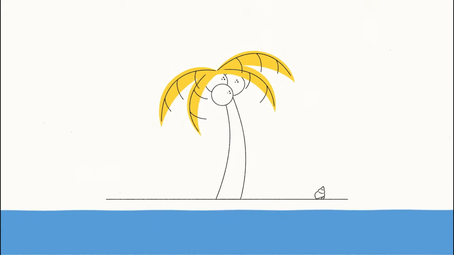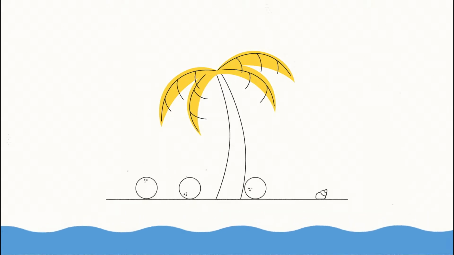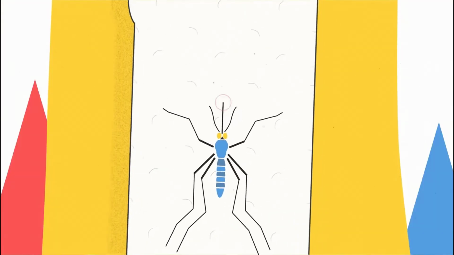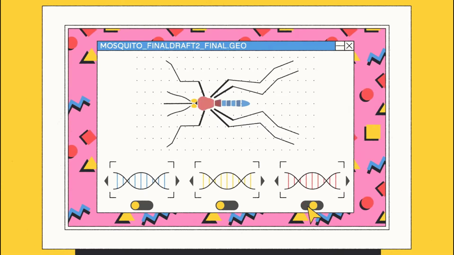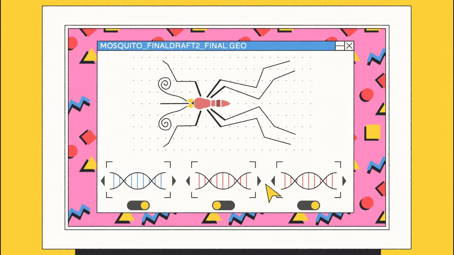CRISPR could create plants that yield larger fruit, mosquitoes that can't transmit malaria, or even reprogram drug-resistant cancer cells. It's also a powerful tool for studying the genome, allowing scientists to watch what happens when genes are turned off or changed within an organism.